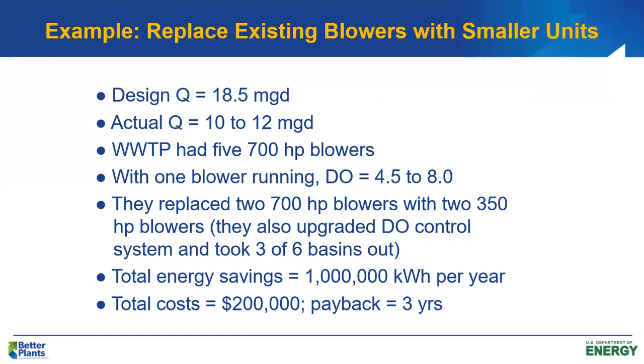So what was done in this particular case is two 700 horsepower blowers were replaced with two 350 horsepower blowers. And another thing, because the plant was so underloaded organically, they took 6 of the aeration basins out of service and went to 3 aeration basins. And their total energy savings was 1 million kilowatt hours per year.